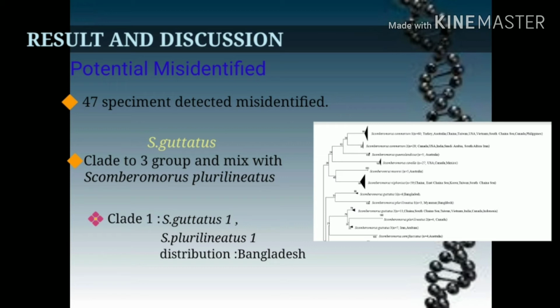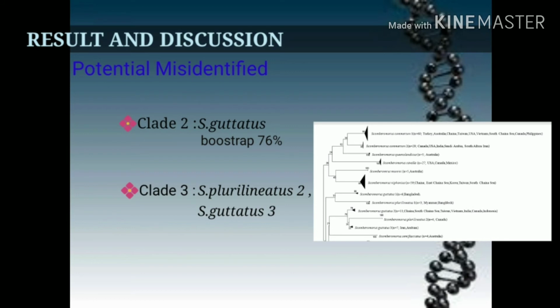Phylogenetic analysis shows that Scomberomorus guttatus forms 3 distinct clades and mixes with Scomberomorus plurinatus. Clade 1, both of them showing a similar geographic range, from Bangladesh. Clade 2 consists of Scomberomorus guttatus, and Clade 3 consists of Scomberomorus plurinatus and Scomberomorus guttatus. These clades are defined by some modes of geography.